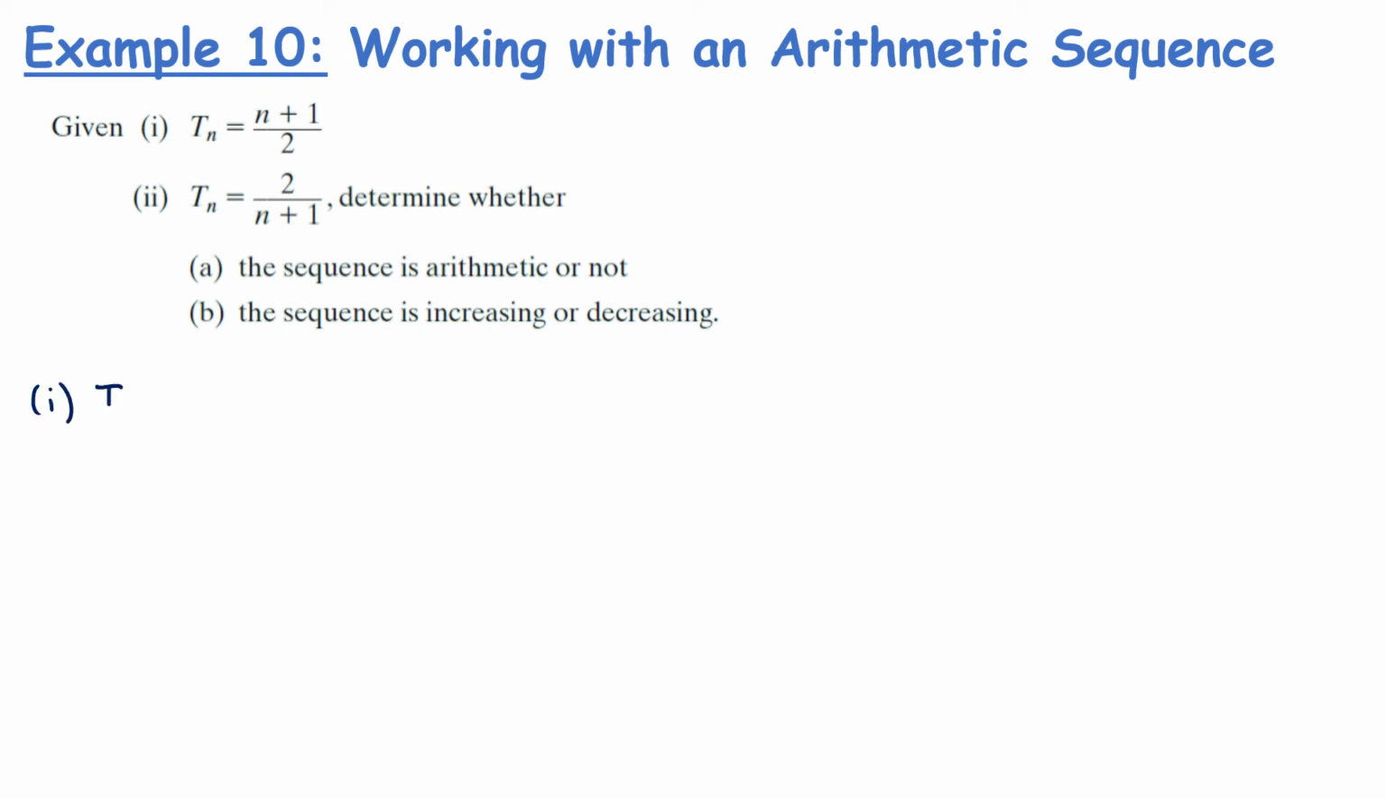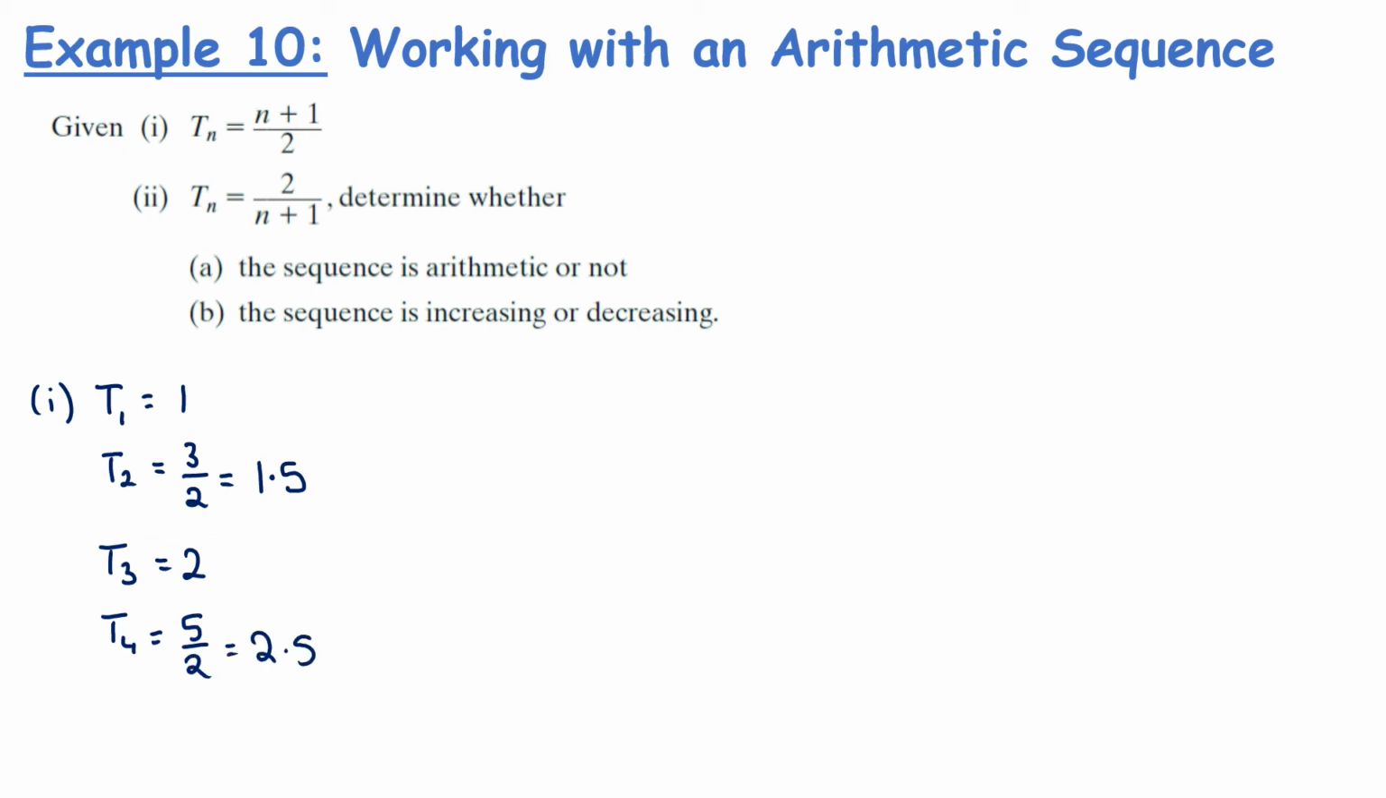So we're going to work out T1, which is 1 plus 1 over 2, which is just 1. T2, which is 2 plus 1 over 2, so that's 3 over 2, but it might be easier for us to write it as 1.5. We then have T3, which is 2, and T4, which is 5 over 2, I'll write it both ways. So we have 5 over 2, or 2.5.